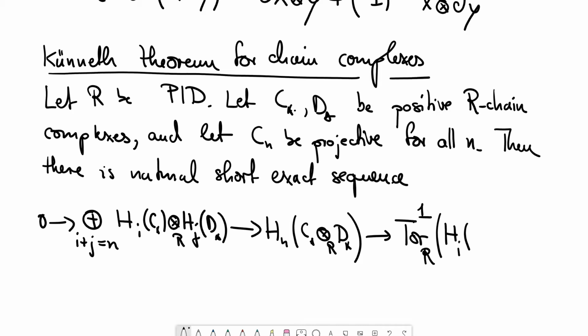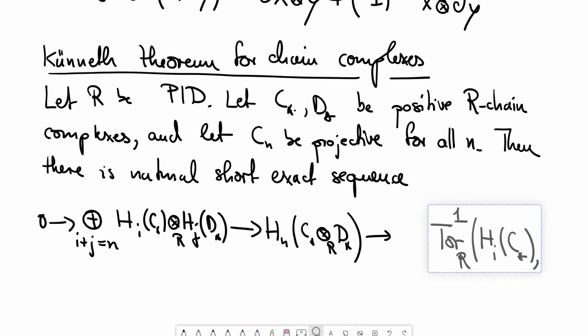This here is the Tor term, the homology of C star and D star in, oh, I'm missing something. Sorry for that. Let me move that a little bit to the right. Because this is not just one Tor term, this is actually a sum, but now over all i, j that sum up to n minus 1. And here we have H_j of D star.